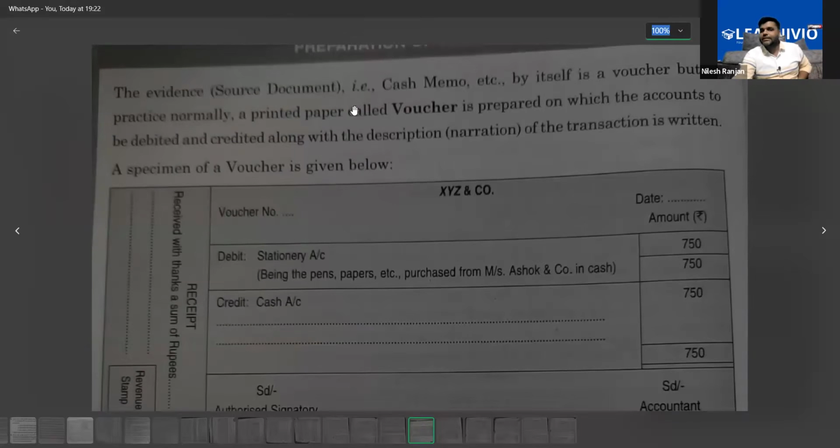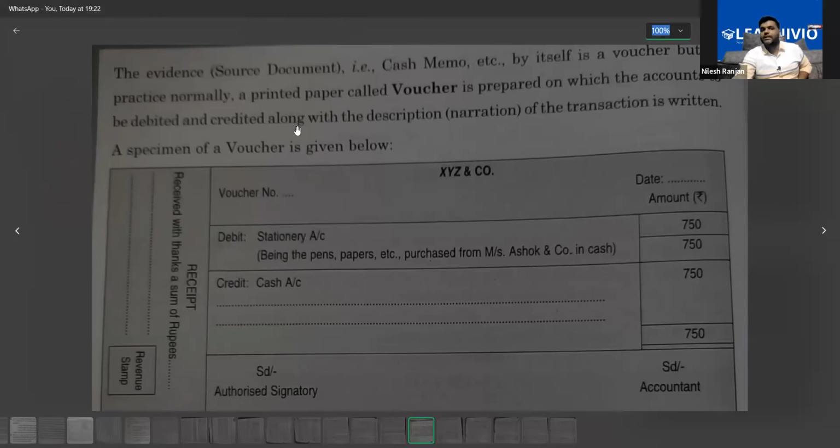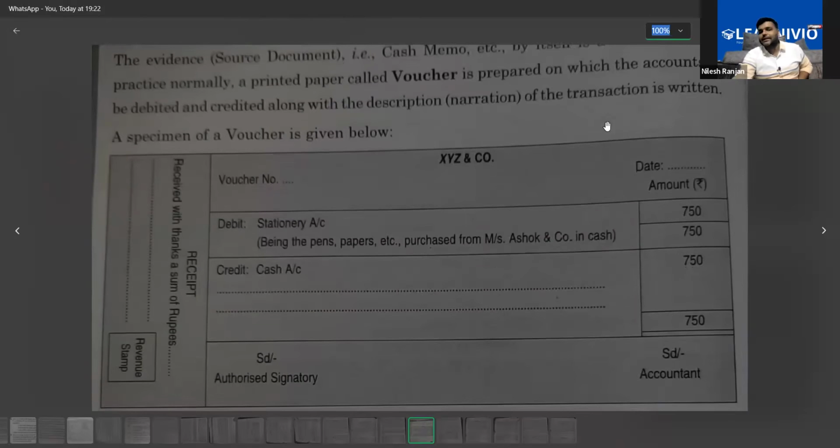So you can see the evidence, that is the cash memo, etc., by itself is a voucher. But in practice, normally a printed paper called a voucher is prepared, on which the accounts to be debited and credited, along with the description of the transaction, is written. So a voucher also includes the cash memo.